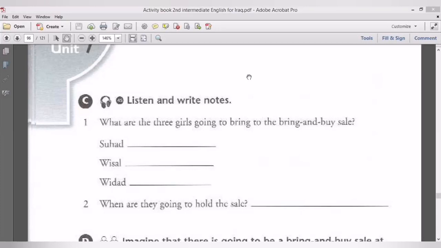Part 3. Hello, Sarah. I hear you need some things for the bring and buy sale. Yes, we do, Widad. Well, I think I can help. Oh, good. I have a lovely doll, but I don't play with it anymore. A doll would be lovely. There's sure to be a child who'll want it. That's what I thought. Shall I take it to your house? No, thanks. Just bring it to the playground, please. At about 3:45. All right. Bye for now. Bye, Widad.